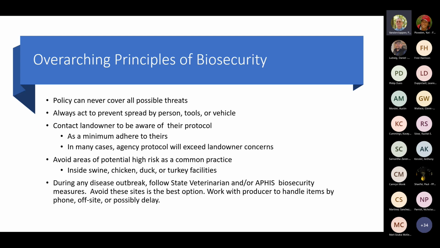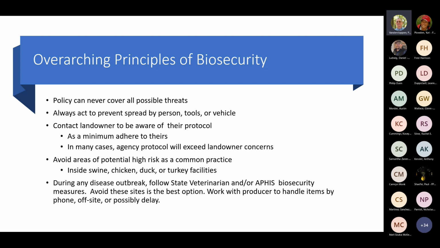Policy can never cover all possible threats. NRCS writes policy guidelines for biosecurity in different situations, but it's really difficult to write something that covers every potential situation out there. Always act to prevent spread by person, tools, or vehicle. So it's not only you carrying something around, it's also the equipment that you're using, whether it's your boots, your survey equipment that got manure on it, or the vehicle you're driving. All these things could be part of a biosecurity risk.